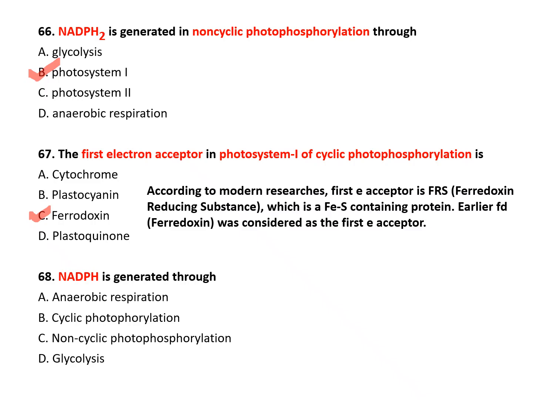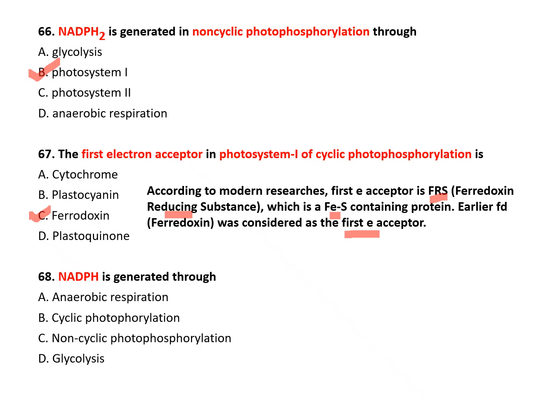According to modern research, the fast electron acceptor is FRS, that is pyridoxine reducing substance, which is an iron sulfur coating protein. Earlier, pyridoxine was considered as the fast electron acceptor, but now pyridoxine reducing substance is the fast electron acceptor.